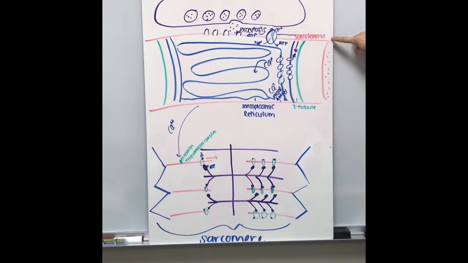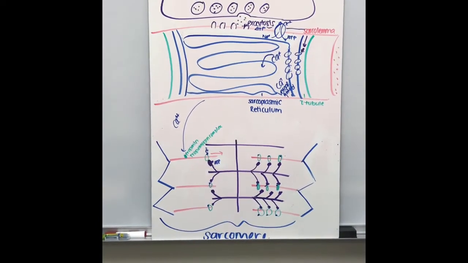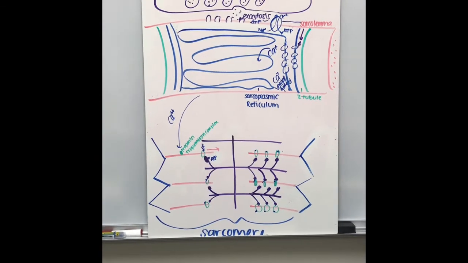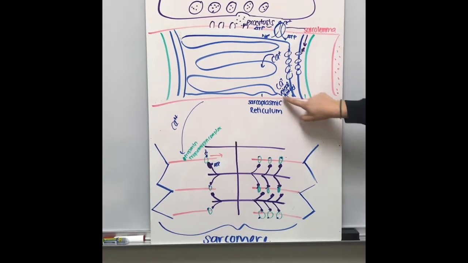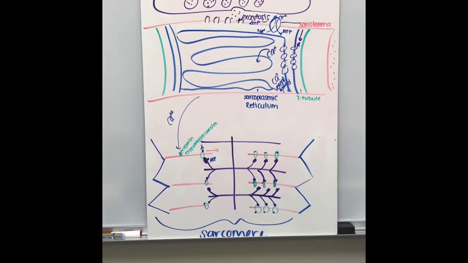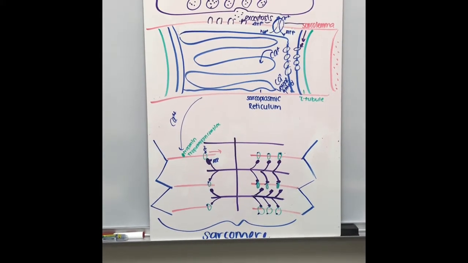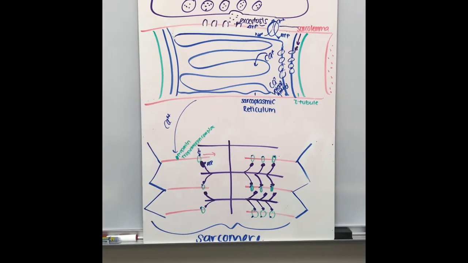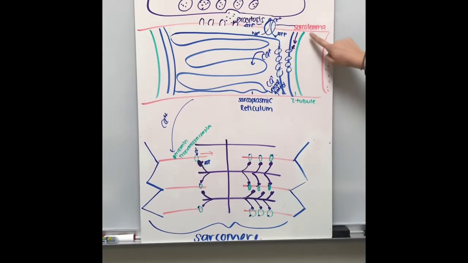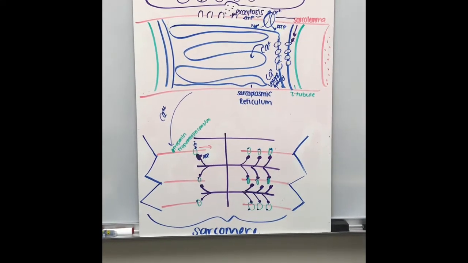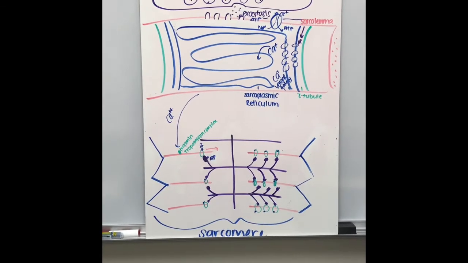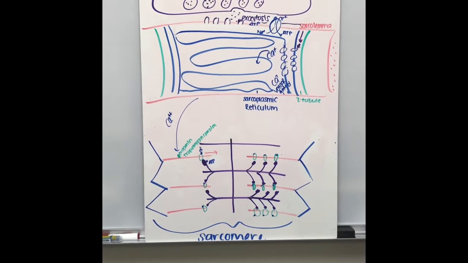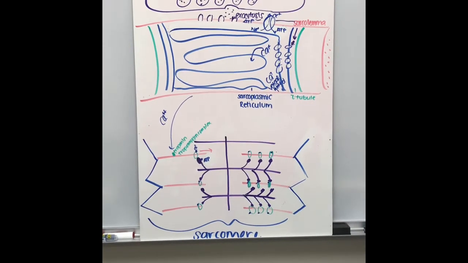Okay, so this is the sarcolemma. It is a barrier between the extracellular and intracellular components. And then this is the sarcoplasmic reticulum, and that stores calcium ions and regulates the calcium ion concentration. And then this is the T-tubule, and that conducts impulses from the sarcolemma into the sarcoplasmic reticulum, regulates calcium concentrations, and permits rapid transmission of the action potential.